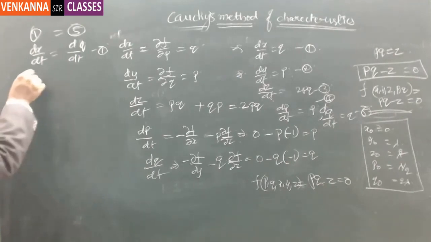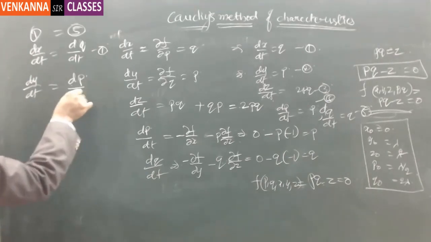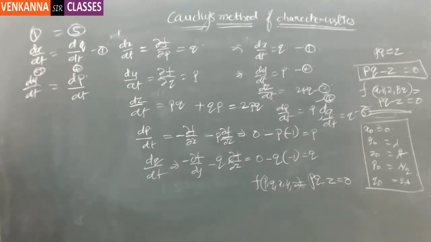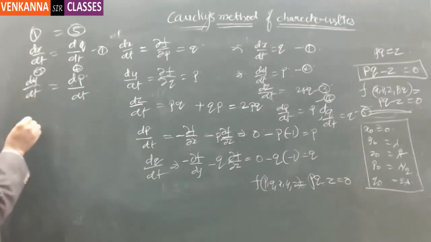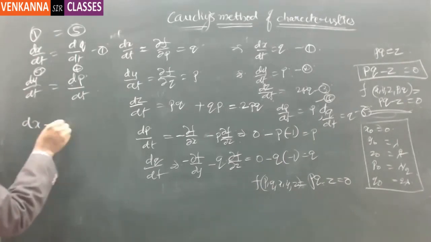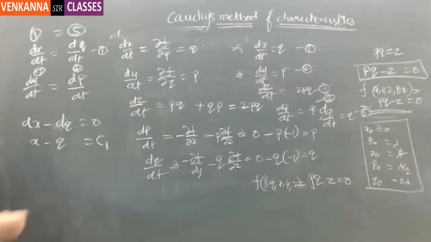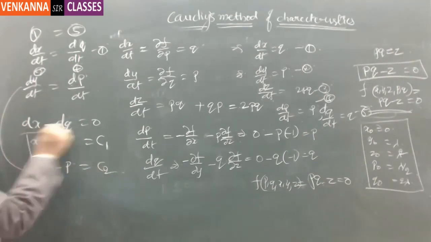Similarly, dy by dt is equal to p and dp by dt. So these two are equivalent. So equation number 2 and 4 are equal. And dz by dt equal to 2pq, you leave it as it is. So if you try to solve this one, this is dx minus dq equal to 0. So then x minus q, if you integrate it, is constant c1, and if you integrate this equation, then y minus p is equal to c2. So these are the two different equations.